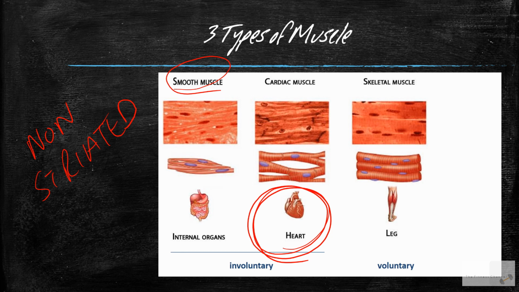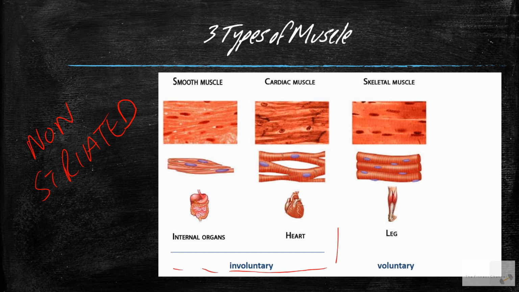Now, another thing to understand is that smooth muscle and cardiac muscle are classified as involuntary because you cannot consciously with your own brain control those muscles. So you can't send a signal and try to digest faster. You can't send a signal and make your heart beat faster. They are all involuntary. You cannot consciously control those muscles.